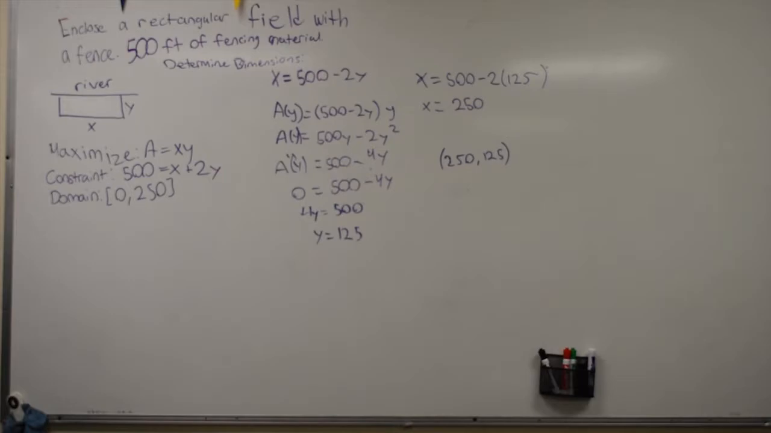And the problem asked for the dimensions, so we're going to have to plug this back into our x equals 500 minus 2y equation to find that x equals 250. So the dimensions of the field or the fencing is 250 by 125.